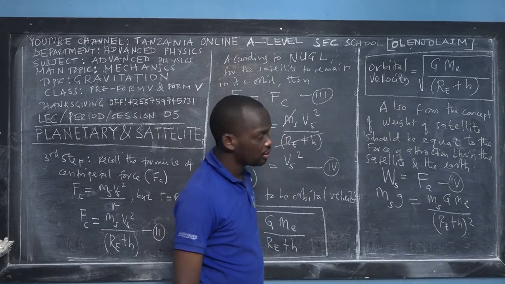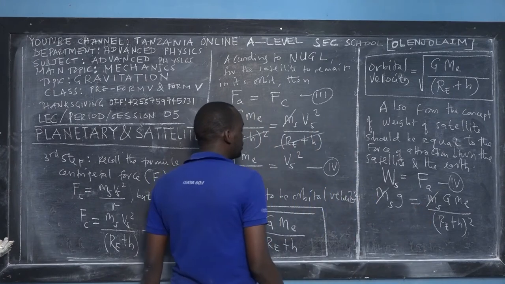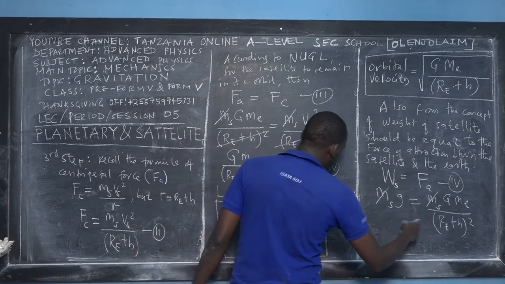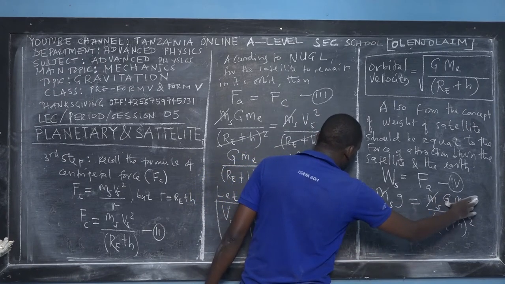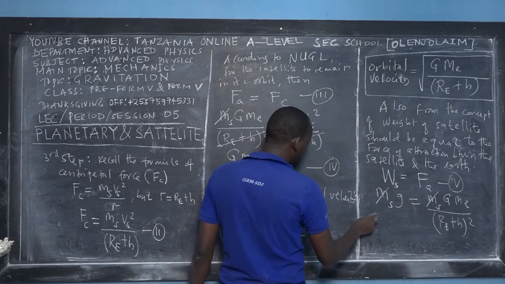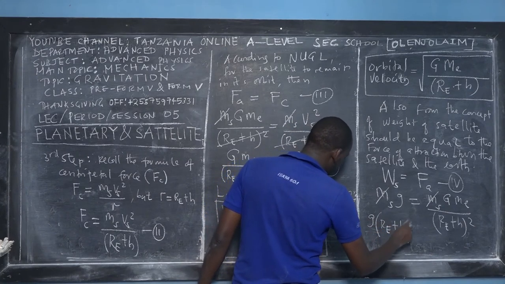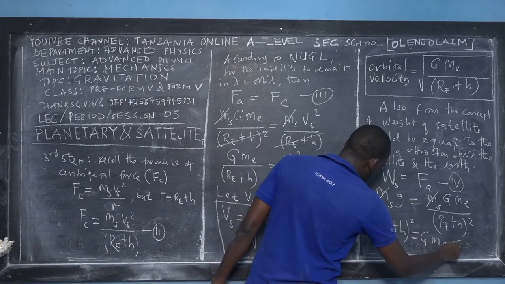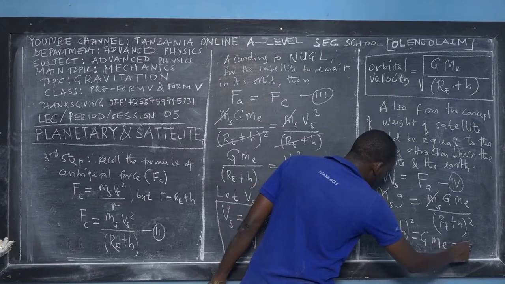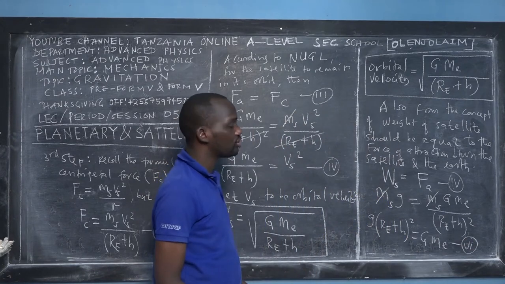Right? So the mass of the satellite and the mass of the satellite will cancel. So what remains there? Gravity. So gravity times this one. So make these products the subject. If you make that the subject, you have gravitational constant times mass of the Earth equal to gravity times the radius of the Earth plus height squared, and this is the sixth equation. Why did you introduce the sixth equation?